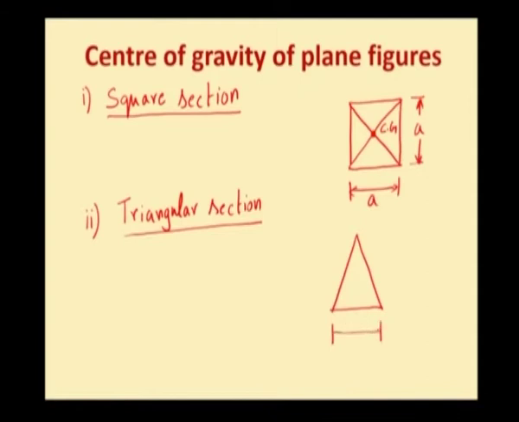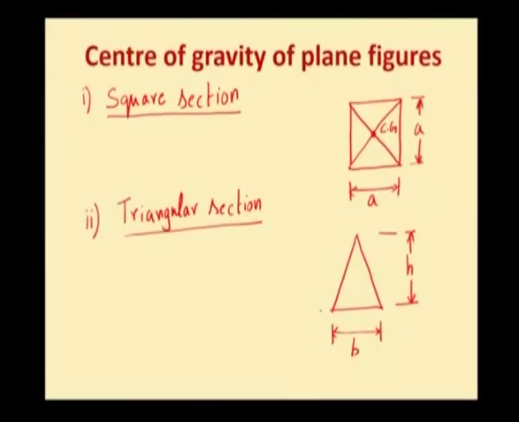Let the base width of the triangular section be small b and the height of the triangle section be h. For a triangular section, the center of gravity is the point where the three medians of the triangle intersect. A median is the line drawn from the apex of the triangle to the midpoint of the opposite side. Let us name the corners of this triangle A, B and C.